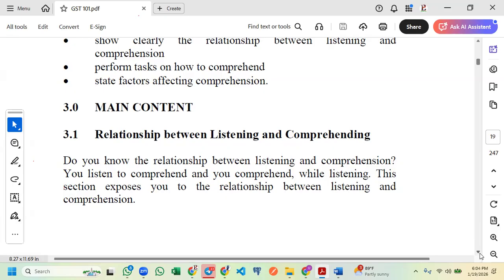Listening and comprehending is very simple. The relationship is that we listen to comprehend. That means we listen to understand, and we understand what we listen to.